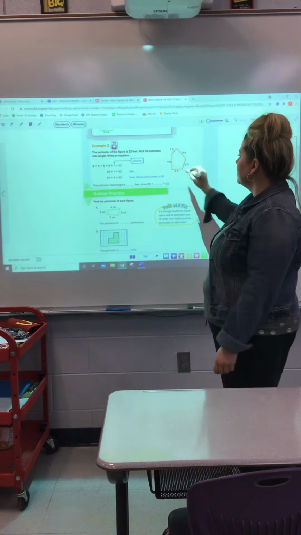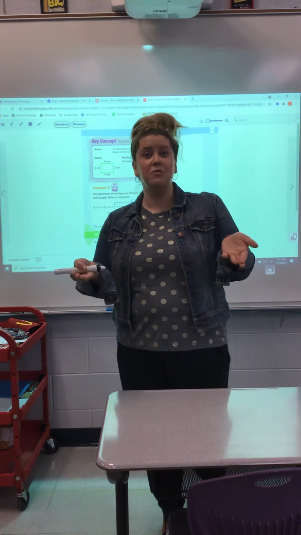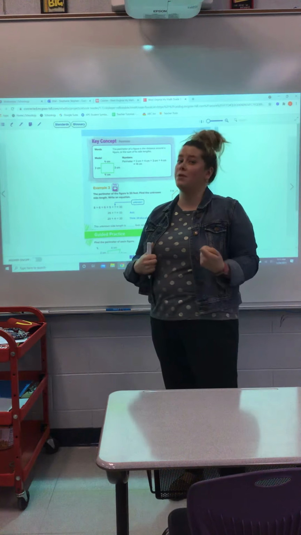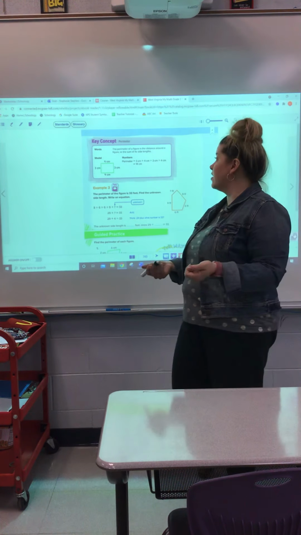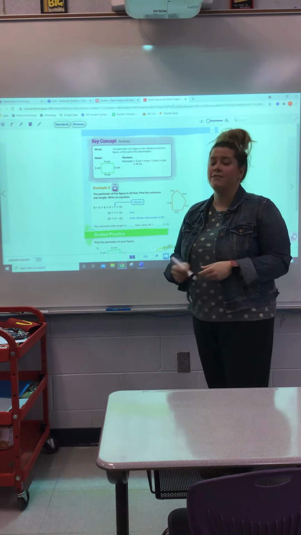Okay, so key concept. What that means is this is a really important thing in this chapter. It's probably like equally one of the two most important things. We really want you to understand what perimeter is, okay? So the perimeter of the figure is the distance around a figure or the sum of its side lengths. That's kind of like a lot of words to just say how long is the outside of the shape, okay? So right here we have a rectangle. It's 3, 4, 3, and 4. And if I added those up, 3 plus 4 plus 3 plus 4 equals 14. So the perimeter of that rectangle is 14 centimeters, okay?